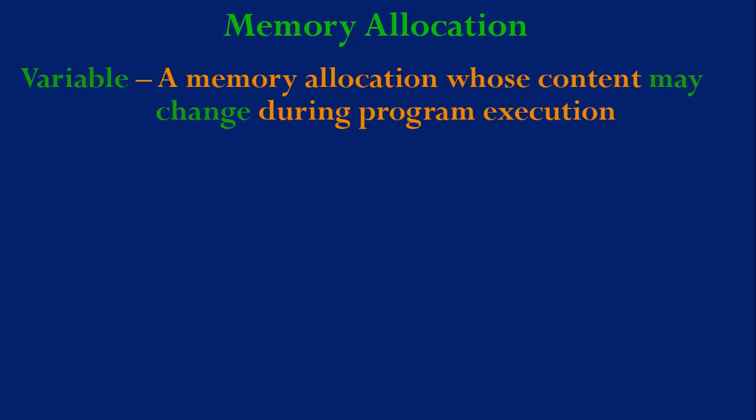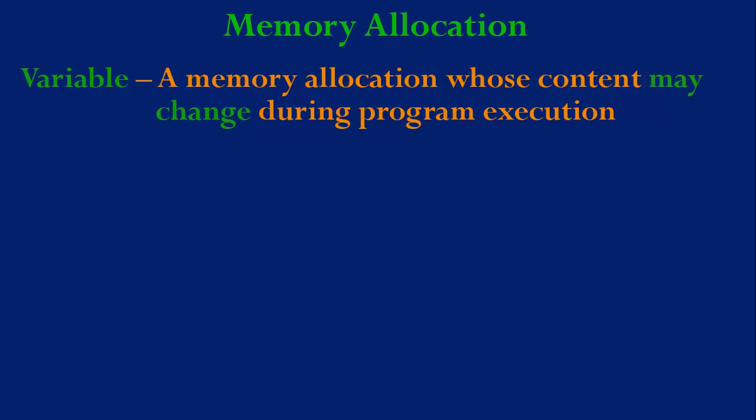Next, I would like to talk about two ways of memory allocation. The first method is by creating a variable. A variable is a memory allocation whose content may change during program execution. For example, you may decide to allocate some memory for an integer and give its value of 5. Later on in the program, you may decide to change the value of this integer to 6.